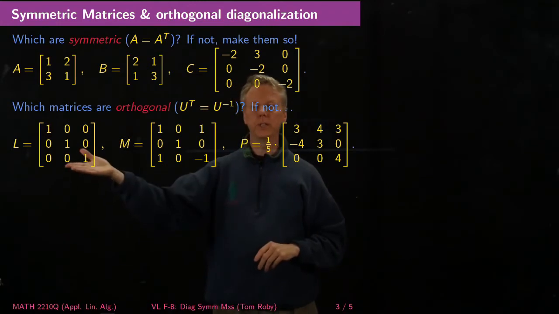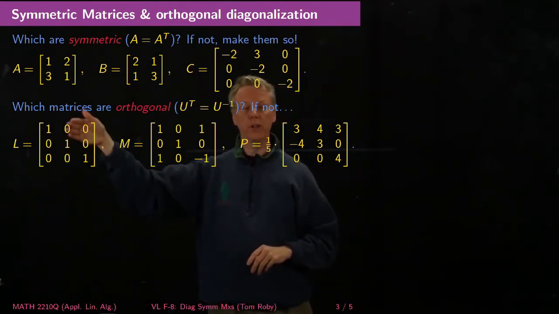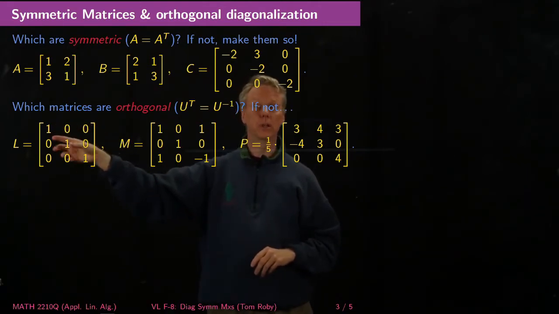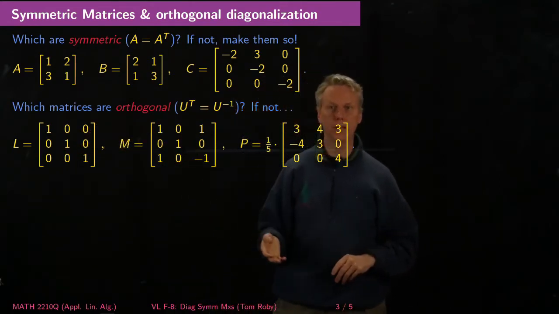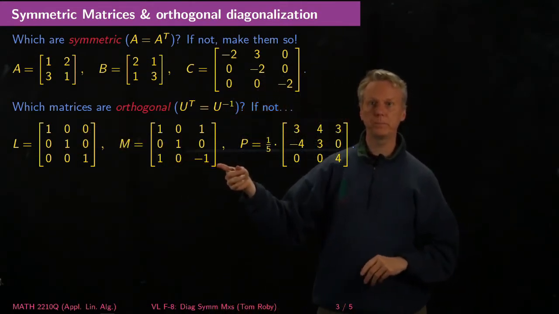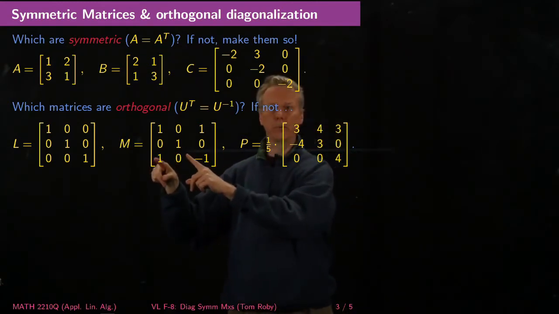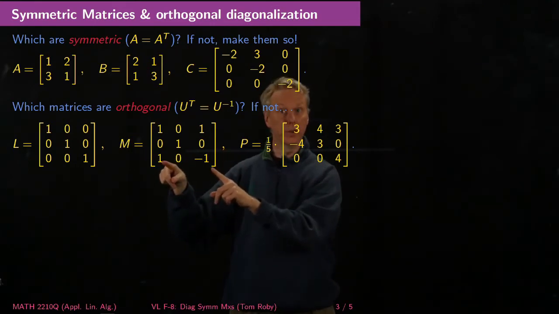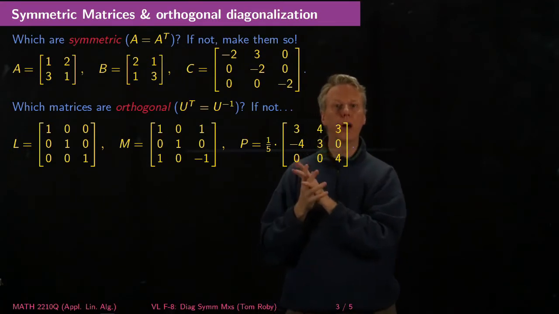Okay. So is this matrix orthogonal? Sure. Every column has unit length, and if you look at the inner products pairwise, you get 0 all the time. This is the nicest possible basis, the standard one. How about this one? Well, if you look for orthogonality, you find that if you take the inner product of the first and second column, that's orthogonal. First and third, you get 0. Second and third, you get 0. So the columns are orthogonal.